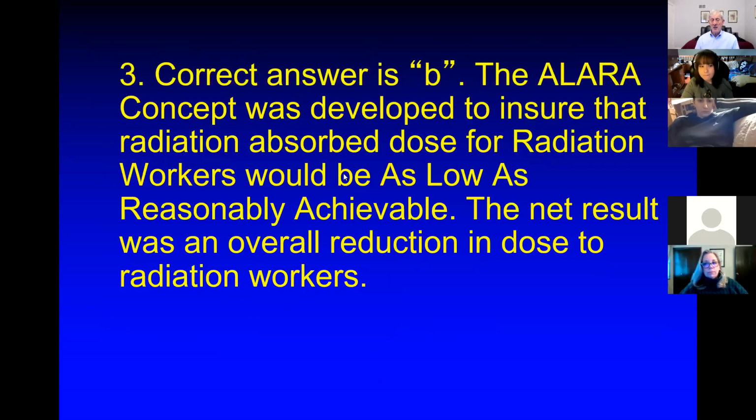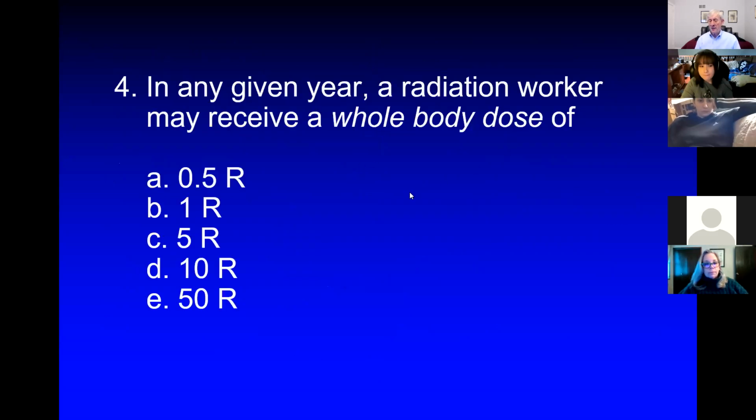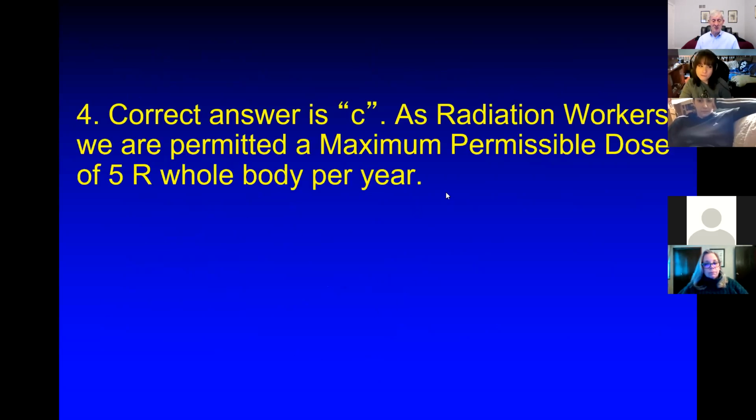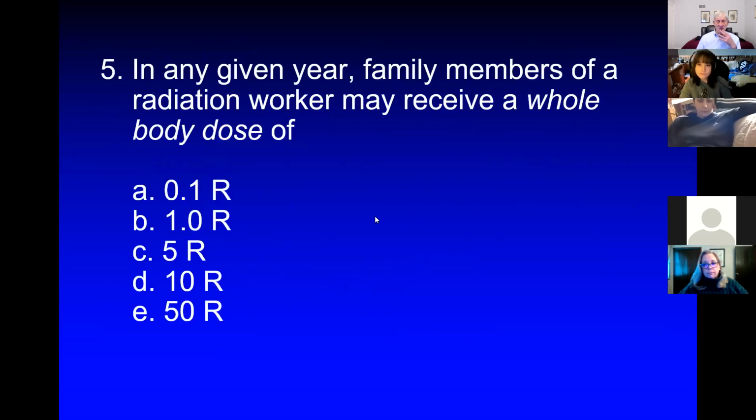Number 4, a radiation worker may receive a whole body dose of how many REMs? This is in a year. C. That would be C, 5 REMs, 5,000 millirems, 50 millisieverts. How about our families? What are they permitted? A, 0.1, that's 0.1 rem, that's 100 millirems, that's 1 millisievert.